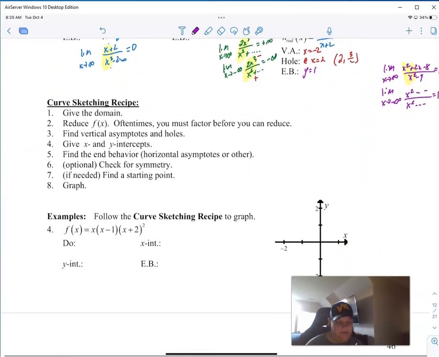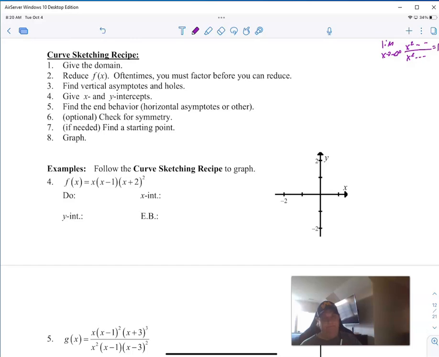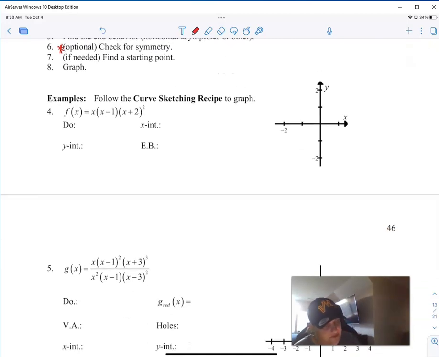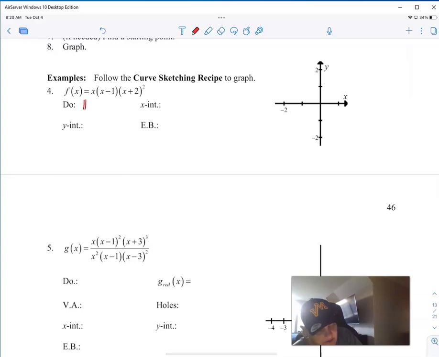So let's look at a couple of examples here, you guys. Find the domain, reduce it. Oftentimes you must factor before you can reduce. Find vertical asymptotes and holes, x and y intercepts, end behavior, symmetry, that's optional. If needed, find a starting point in the graph. All right, so here we go. The domain of this first one, you guys, all real numbers. There's no square roots, fractions, there's no dividing by zero. It's all real numbers, okay?